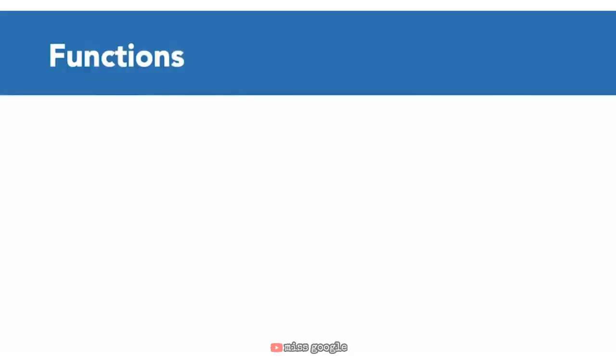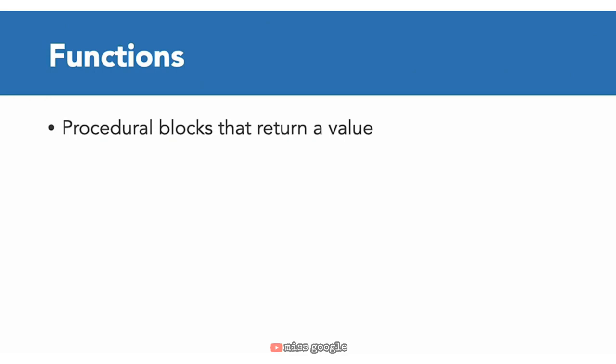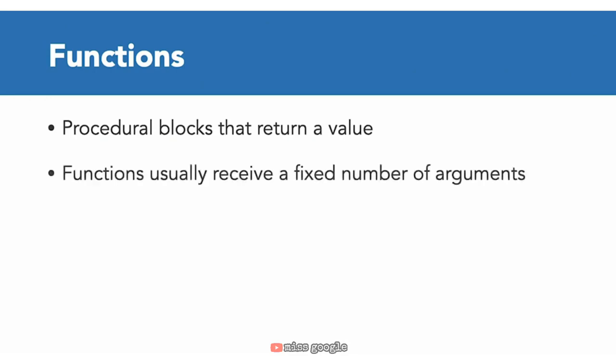We have been using functions in pretty much every example up to this point. Now it's time to take a closer look at functions and their many advantages. Functions provide modularity to your code. That's why virtually every programming language supports them. Functions are procedural blocks of code that return a value. They usually receive a fixed number of arguments of specific types, but some functions use a variable number of arguments.